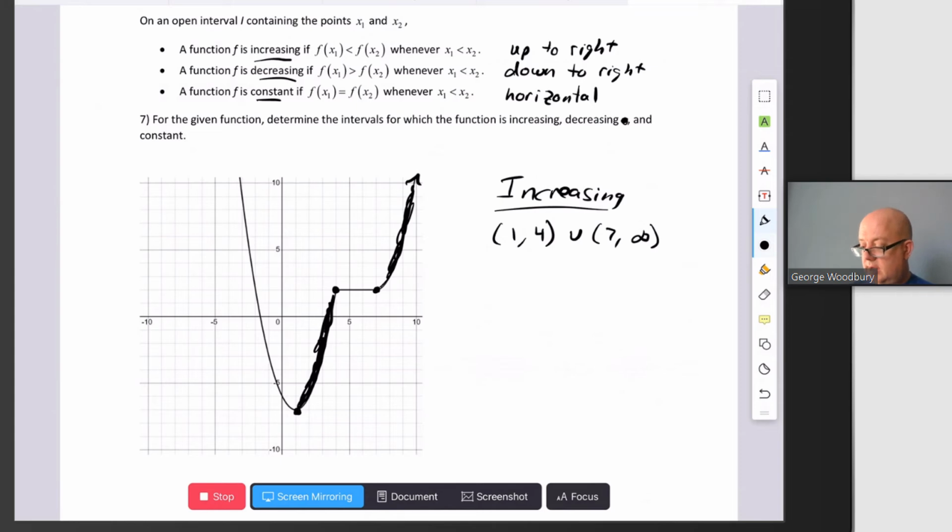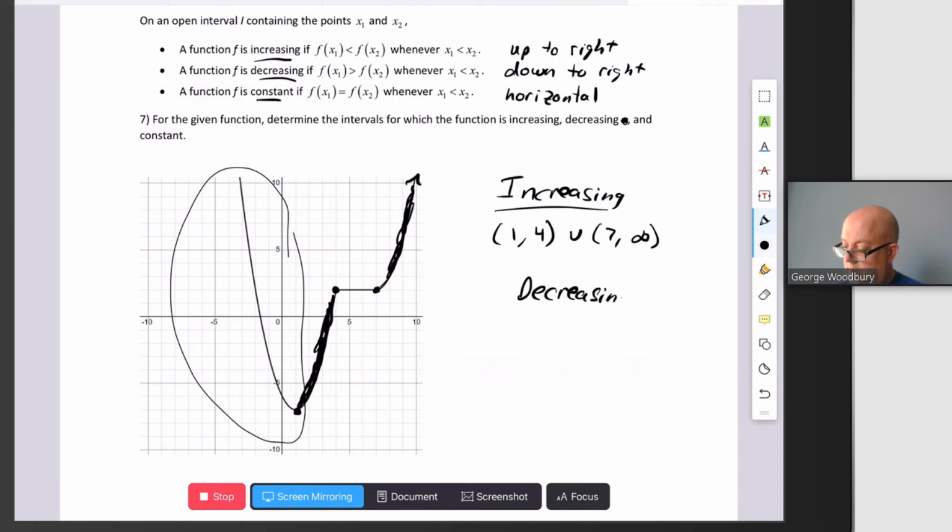Decreasing down to the right is this piece here. And that's the only place where it's going down to the right. For decreasing, that goes from negative infinity all the way over to 1. Finally, constant, that's where it's horizontal here, and that goes from 4 to 7.